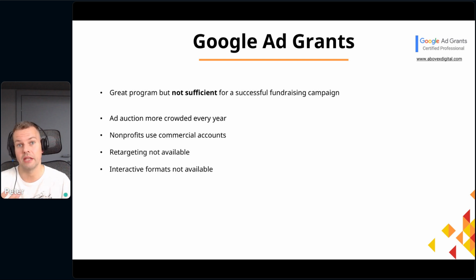The ad auction is crowded. There are more and more participants in the Ad Grants program every year, and many of those grantees also use commercial Google Ads accounts. And as I said just a few seconds ago, whenever they use a commercial account, they take priority over grant advertisers. So basically, the space for ad grantees shrinks from year to year. Retargeting is not available. Retargeting is a strategy where you serve ads repeatedly to people who visited your website in the past. It is one of the most efficient strategies in online marketing.